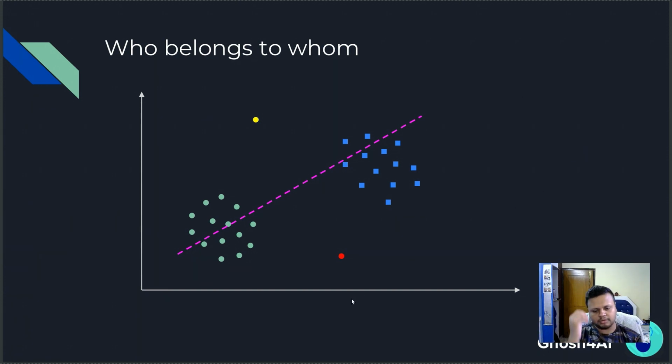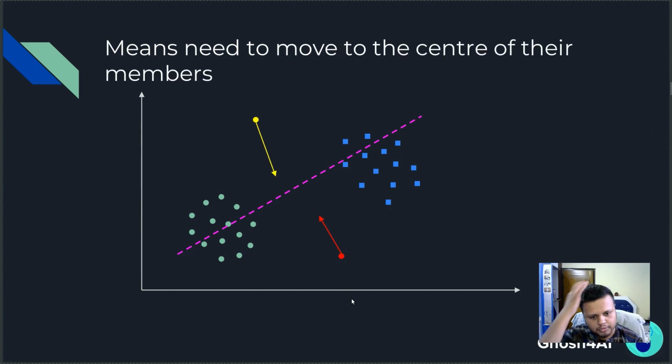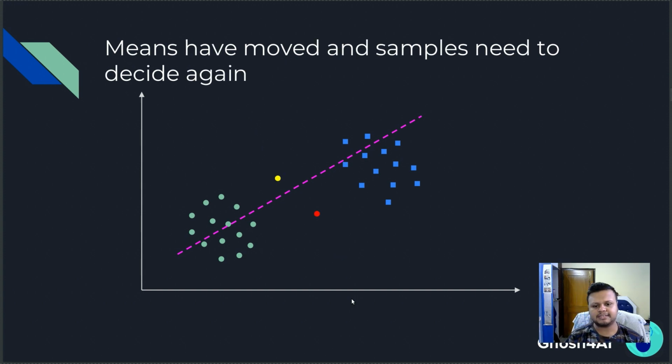Now these captains will say, okay, fine, we have selected a few players, now let's go to the middle of these players. The captain is very far away from the samples, so they are going to move to the center of the players that belong to them. If the captains move to the center point of their players, then some of the players will notice that this mean point was somewhere else when the game started. Now they have changed their position.